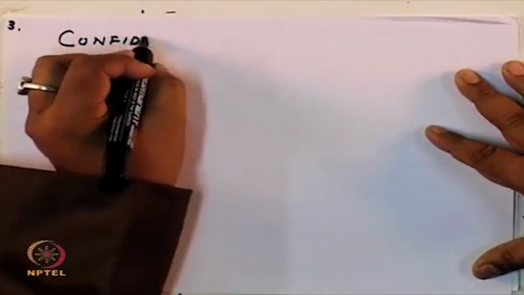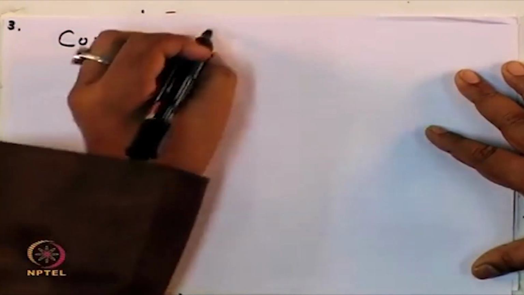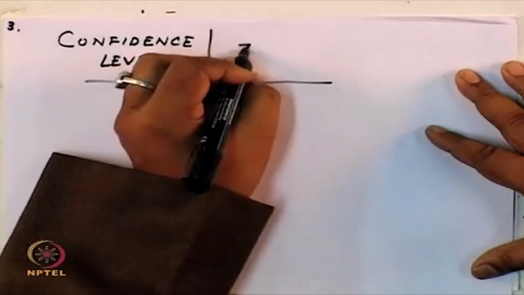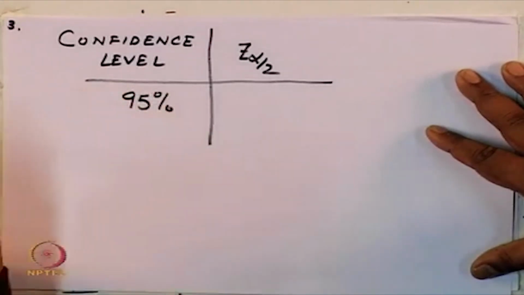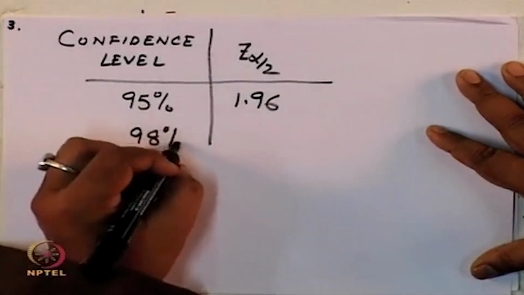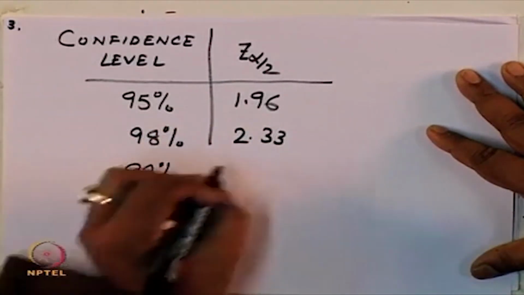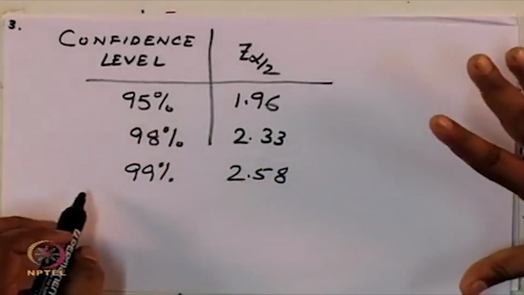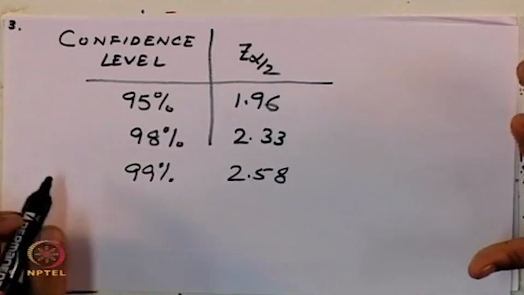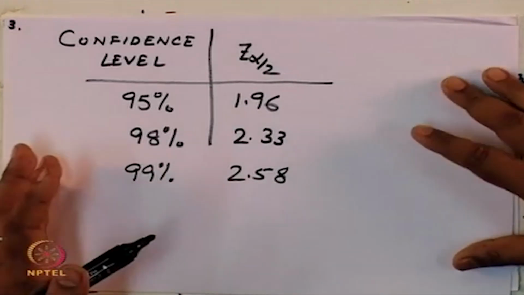So, for 95% confidence interval, this value is 1.96. For 98%, this value is 2.33, and for 99%, this value is 2.58. Now, this is a two-sided, two-tailed confidence interval, right? You have a lower bound and an upper bound. You can also find just an upper bound or a lower bound.